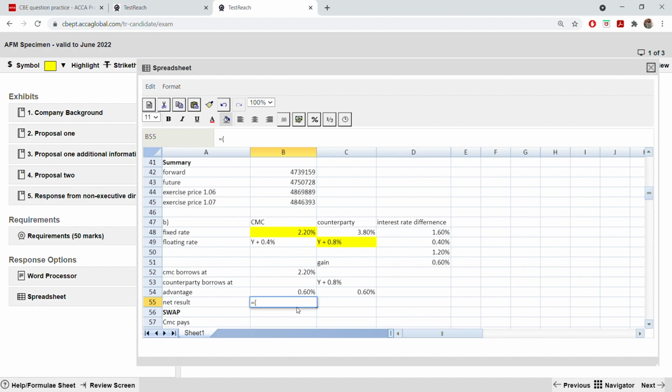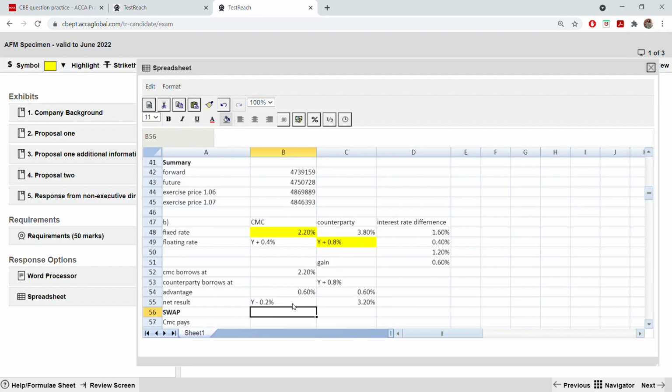So it will become Y minus 0.2. If you take the formula it will not work because Y is not a number. So you can write it like this simply. And this before swap, that means 3.8 minus 0.6. So it will be 3.2%. Understanding?